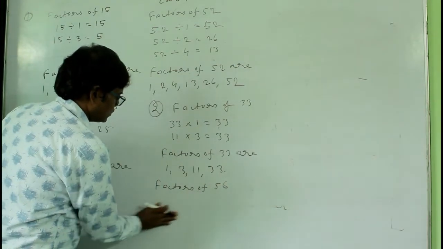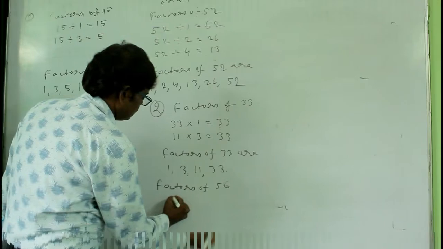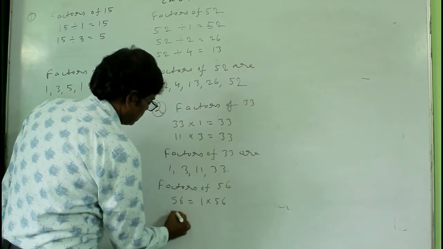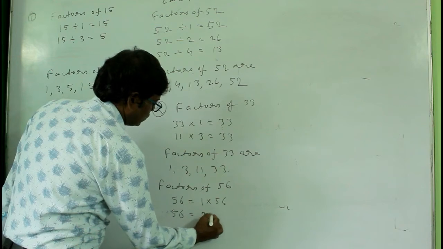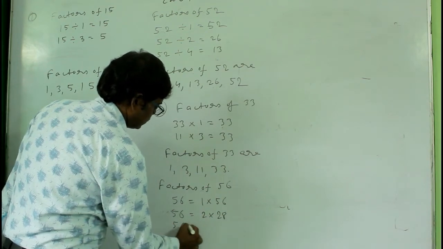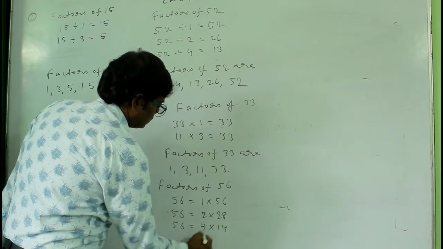So you can write 56 equal to 1 into 56. Okay, we can write 56 equal to 2 into 28. Then 56 equal to 4 into 14. Okay, you have to try.